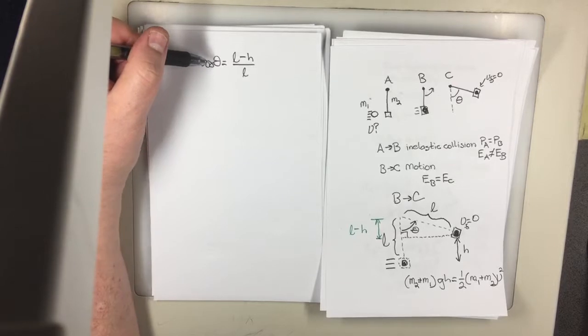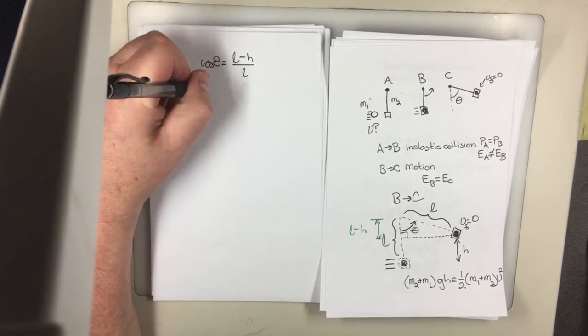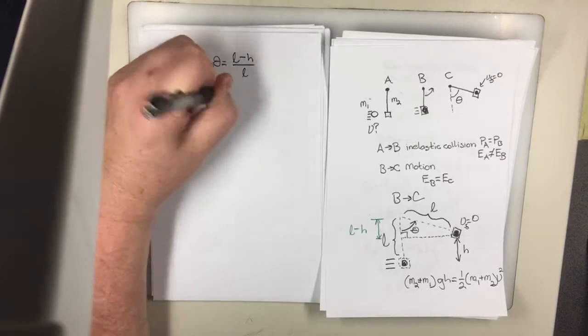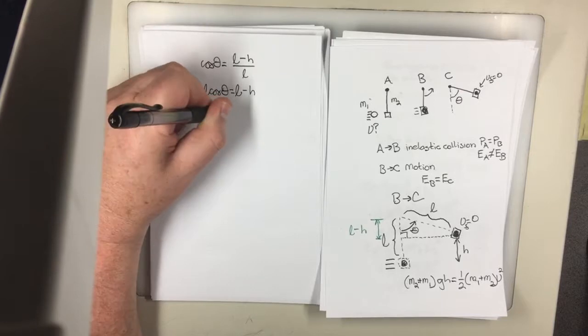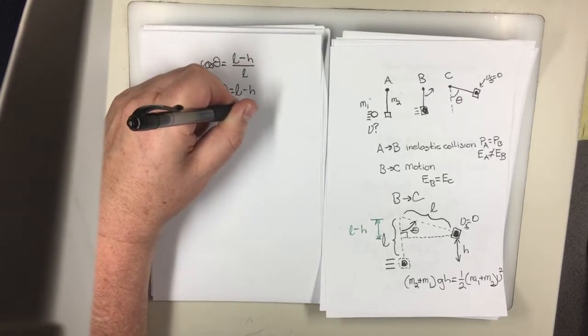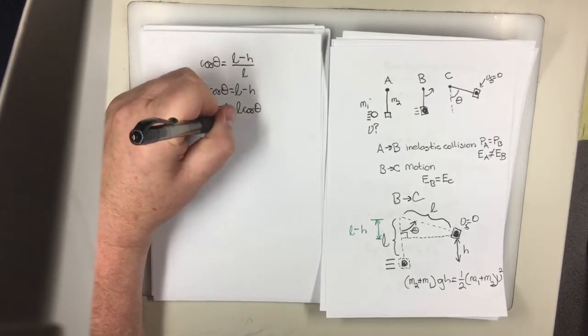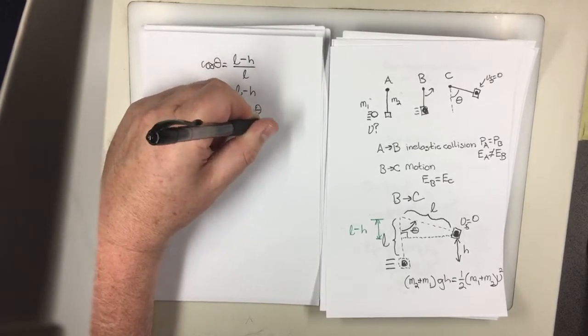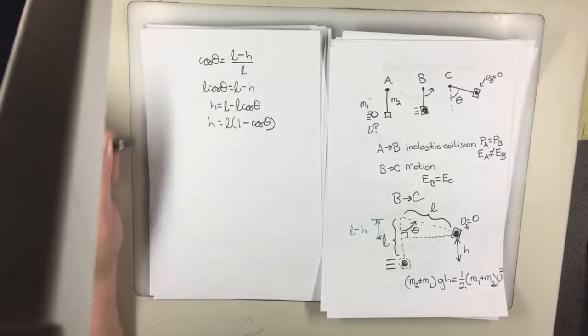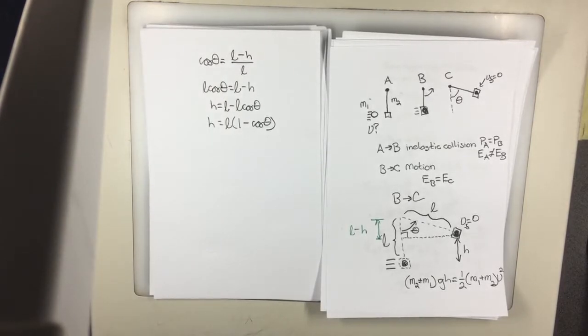You're going to measure theta on this thing. They have little angle scales. So this is L cosine theta equals L minus H, or H is L minus L cosine theta, or L(1 minus cosine theta). And so that's the height. So if you know the length of the bar and the angle, you can easily determine the height.